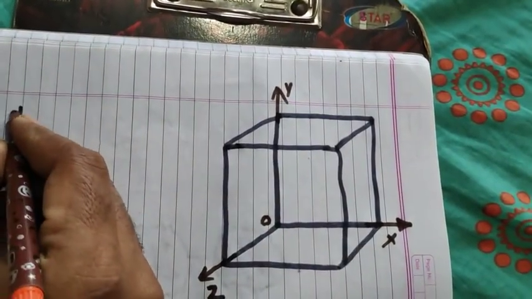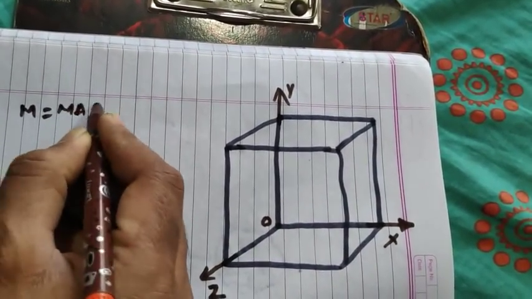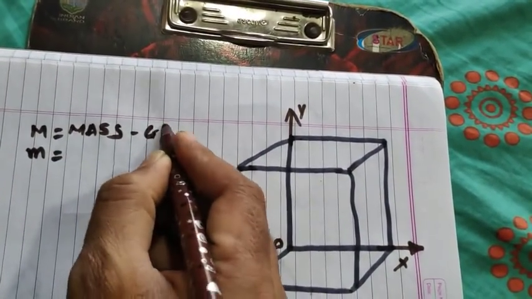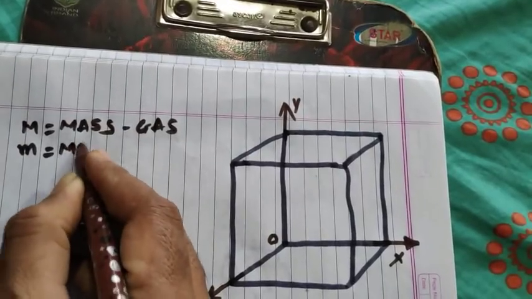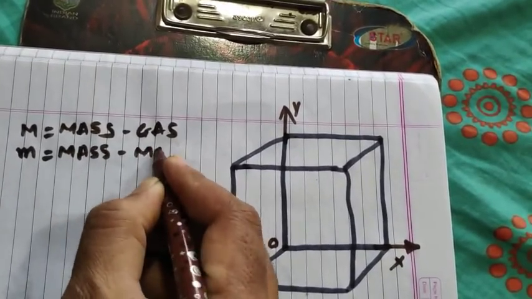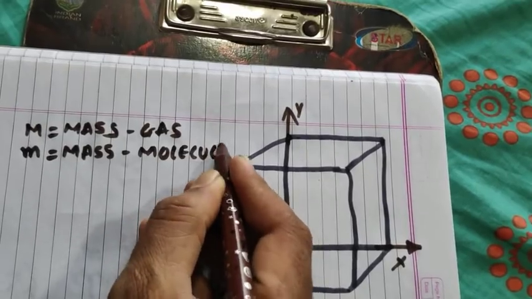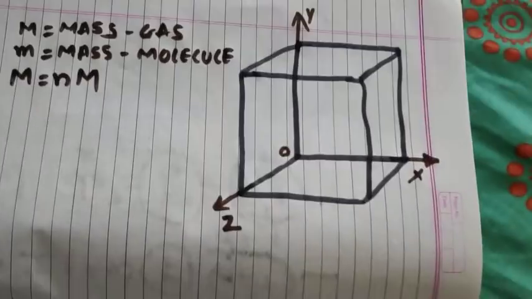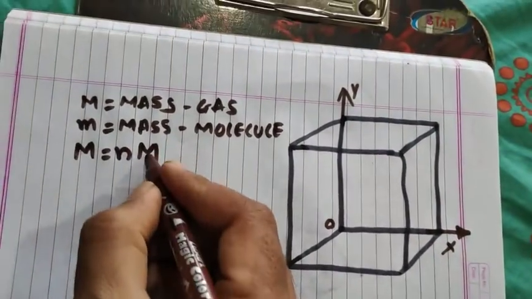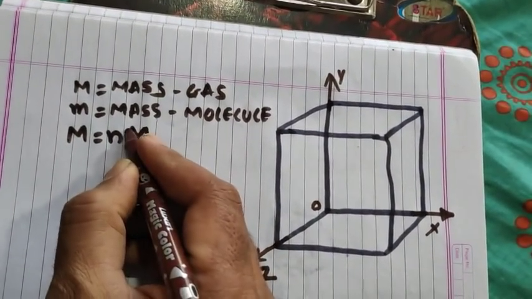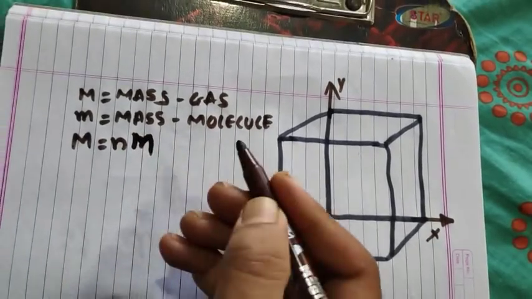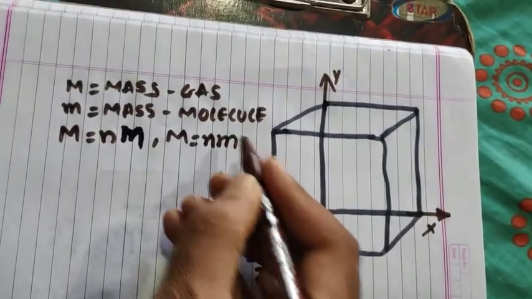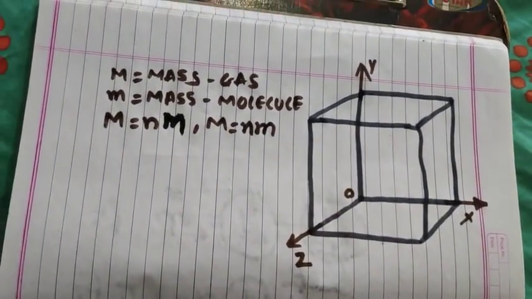Let capital M be the mass of gas, let small m be the mass of each molecule of gas. Then we can have capital M is equal to n into small m, where n is the total number of gas molecules we have.